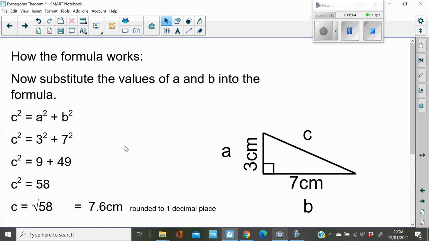So if you recall, the opposite of squaring is square rooting. So if we take the square root of 58, you get 7.6. Now that has been rounded to 1 decimal place. Just watch out for your rounding when you're doing this.